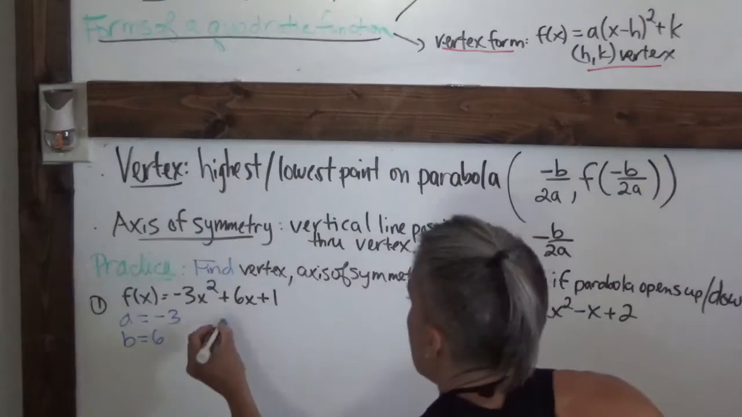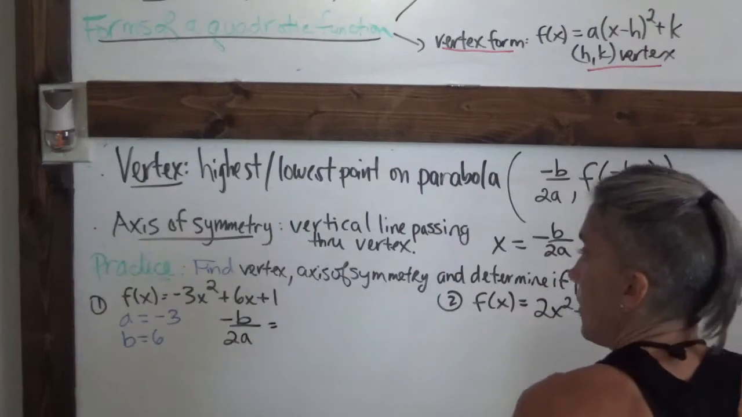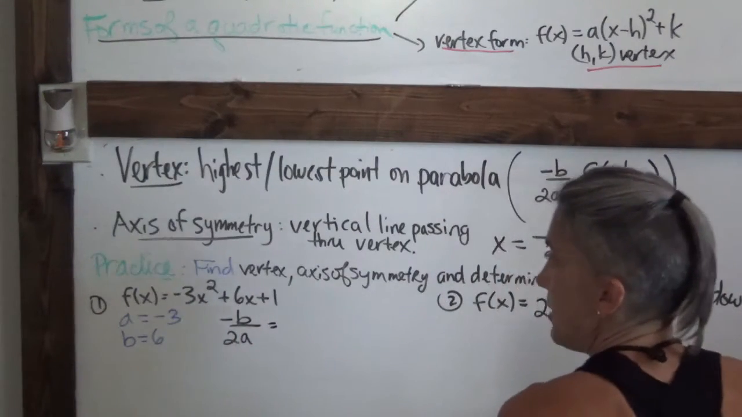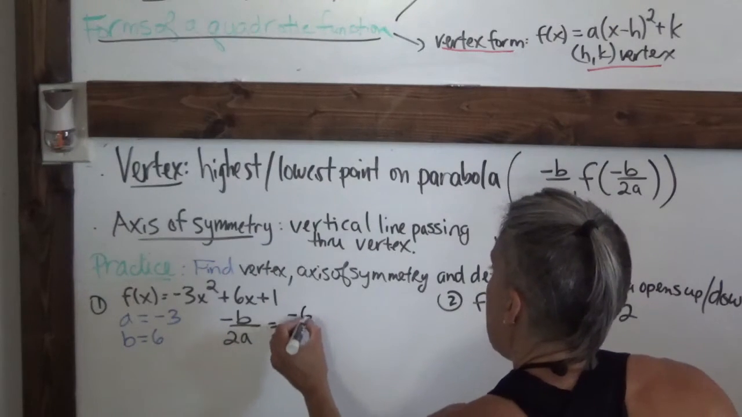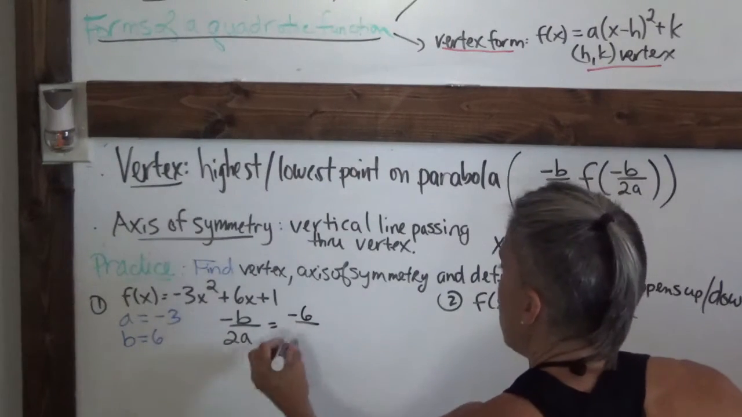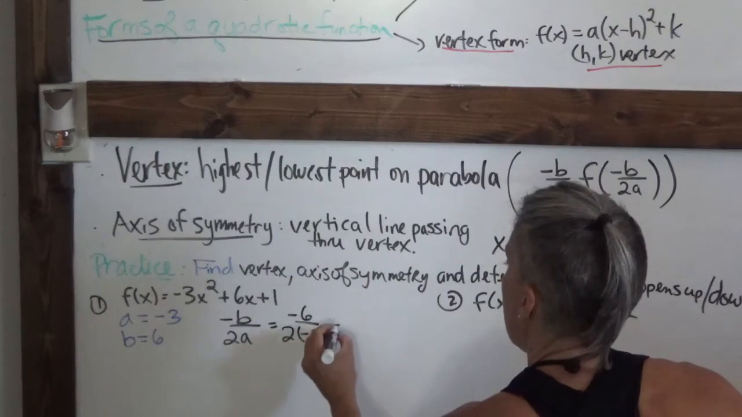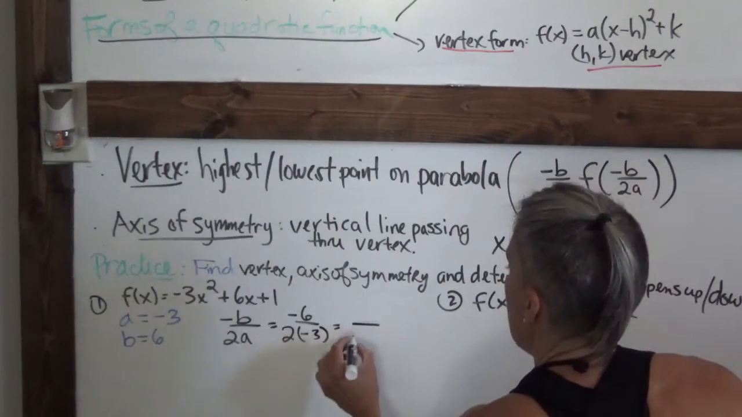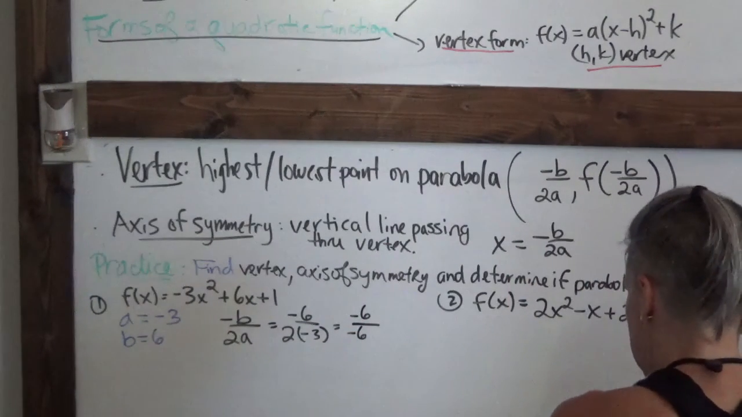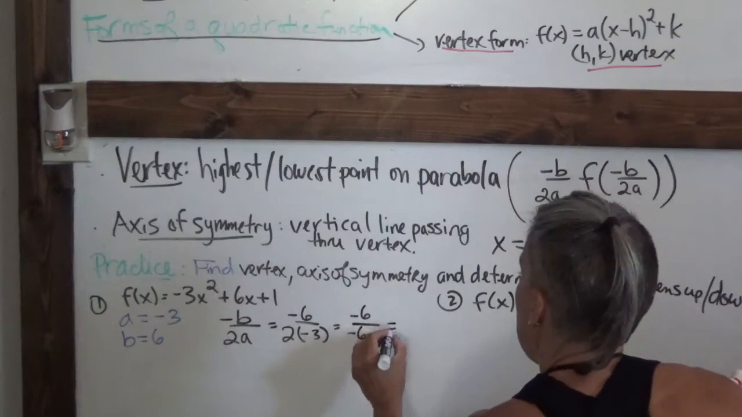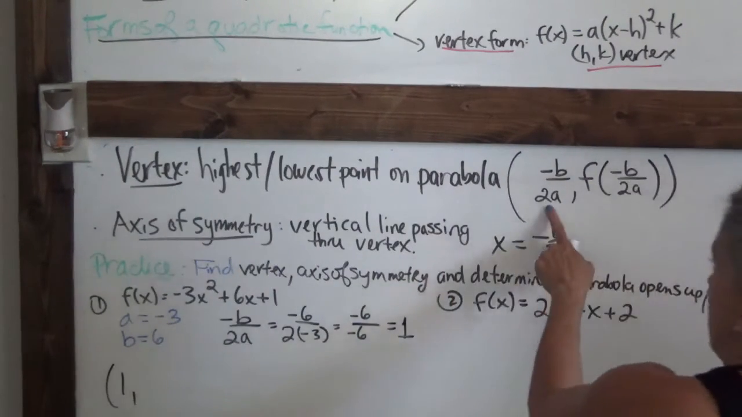We have our vertex formula as -b over 2a. So let's go ahead and plug in our numbers. So our b here is 6. We're going to do -b, so we're going to make it -6 over 2 times, what's our a? -3. So I multiply the bottom, bring over the top, -6 divided by -6 gives me 1. So I have the first part of my vertex point right here.